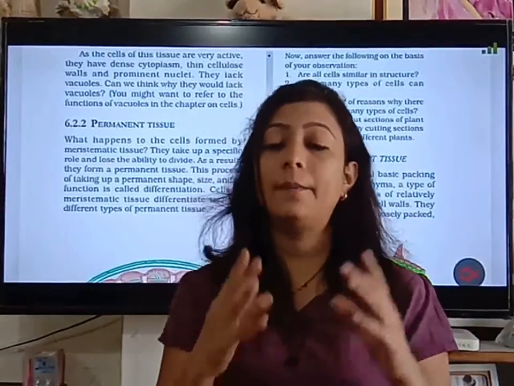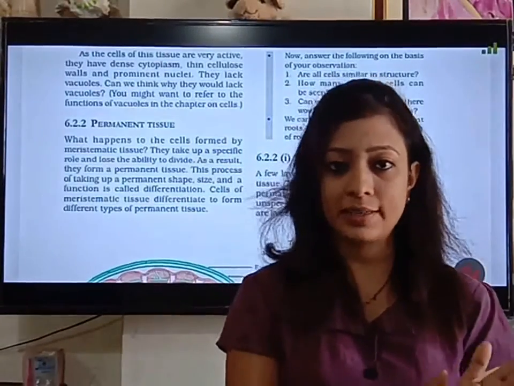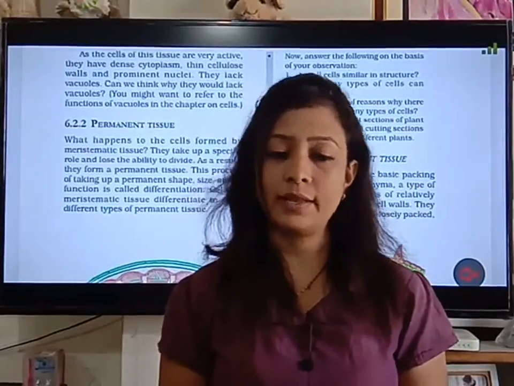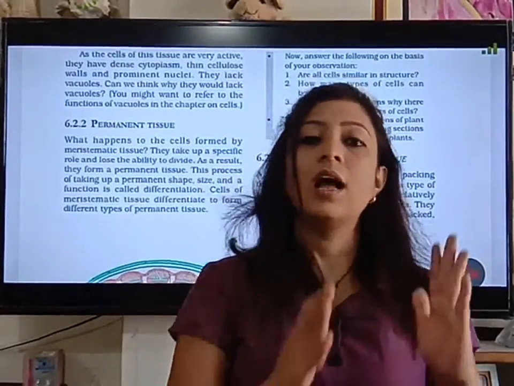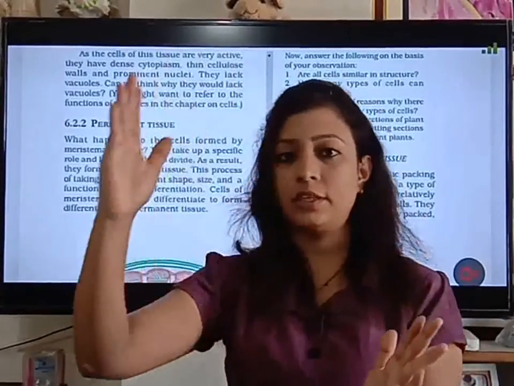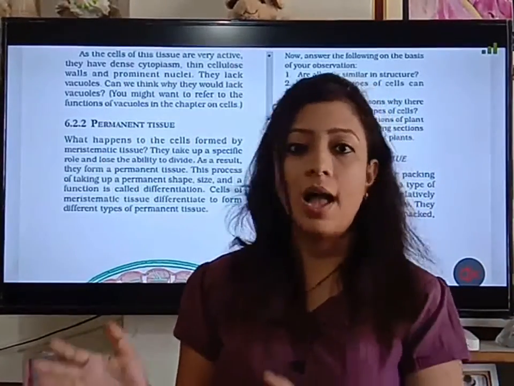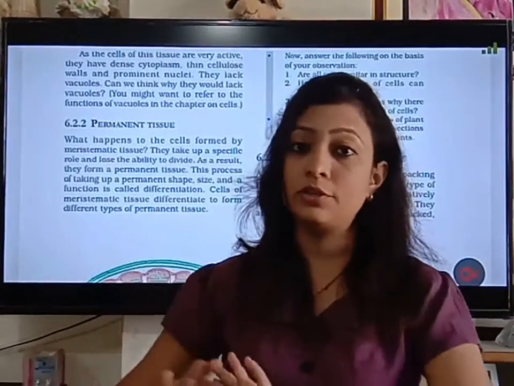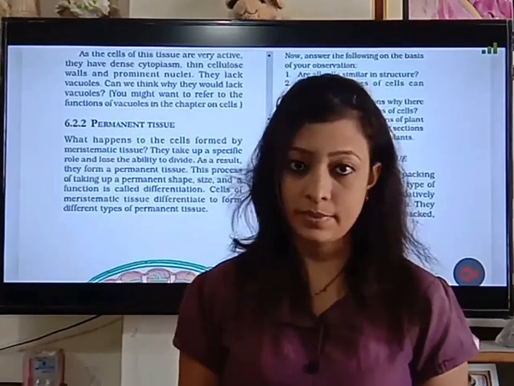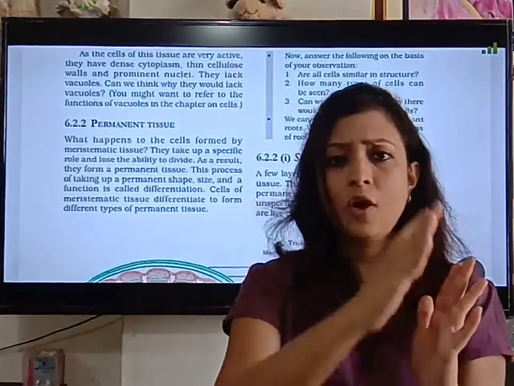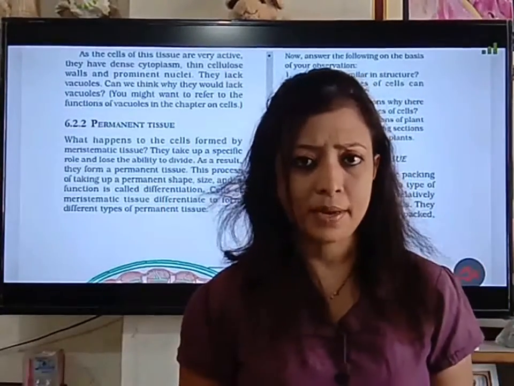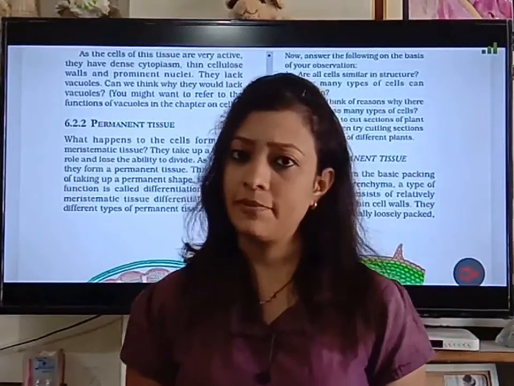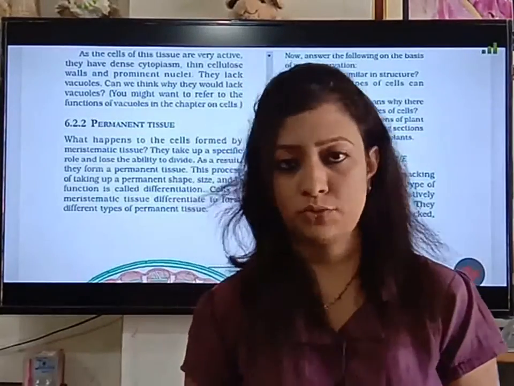For example, a particular kind of meristematic tissue gets converted into parenchyma. So parenchyma have a supportive role and they also store nutrients. And another meristematic tissue gets converted into sclerenchyma. The function of sclerenchyma is only to give support. They do not have cytoplasm in them. So depending on what differentiation is taking place in the structure and the function of the cell, they perform a specific function and they have a specific structure.